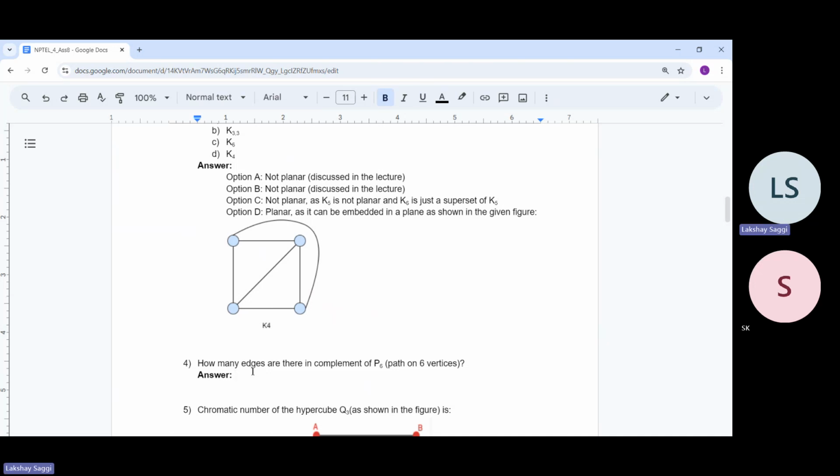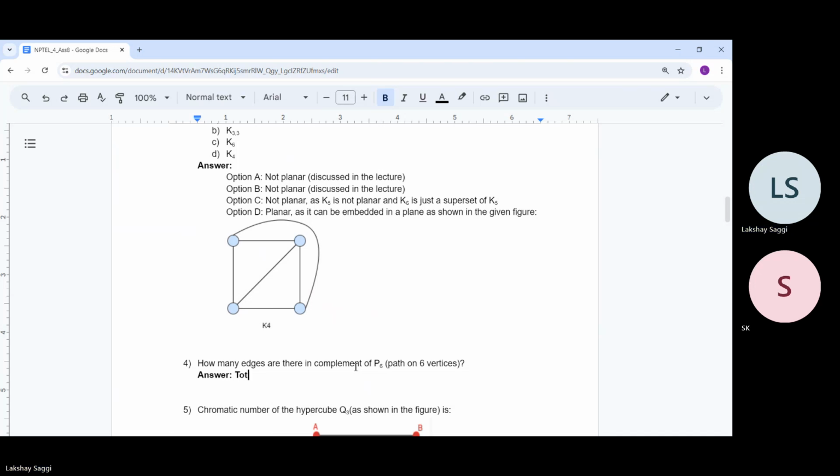So the fourth question just asks how many edges are there in the complement of P6? And what do we mean by the complement of a graph? The complement of a graph means we have the same vertex set, but the edge set is just the complement of the original set. If there was an edge between two vertices in the original graph, then there won't be an edge between those two vertices in the complement graph. And vice versa also. If there was not an edge between two vertices in the original, then there will be an edge between those two vertices in the complement graph.